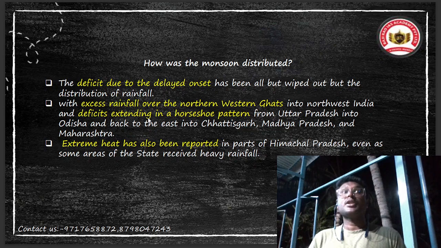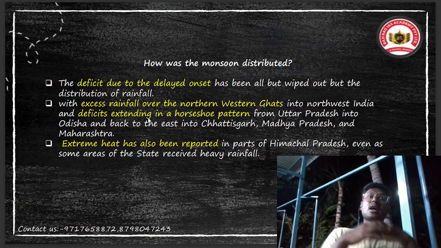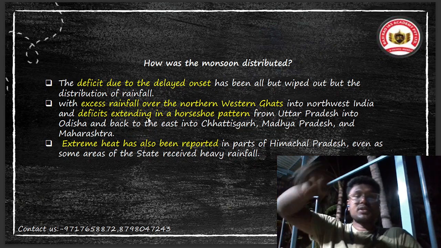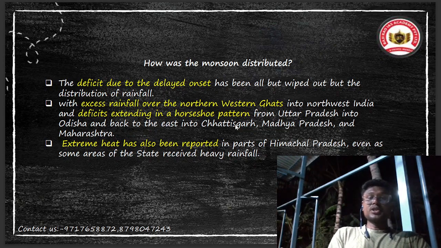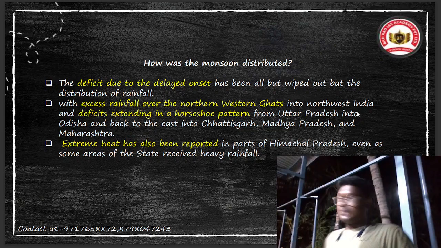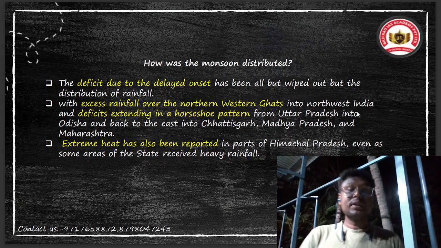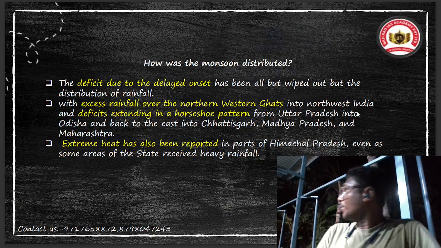Because of the delayed onset, the distribution of rainfall has also changed in a significant manner, with excess rainfall over the northwestern Ghats. See, guys, some areas received a very high amount of rainfall, some areas received a very low amount. If you see the northwestern Ghats and northwest India, they have received excess rainfall. But regions like Uttar Pradesh, Odisha, Chhattisgarh and Madhya Pradesh have received very low rainfall. And in Himachal Pradesh, it received extreme heat, along with very heavy rainfall. So the distribution of rainfall has changed significantly because of global warming.